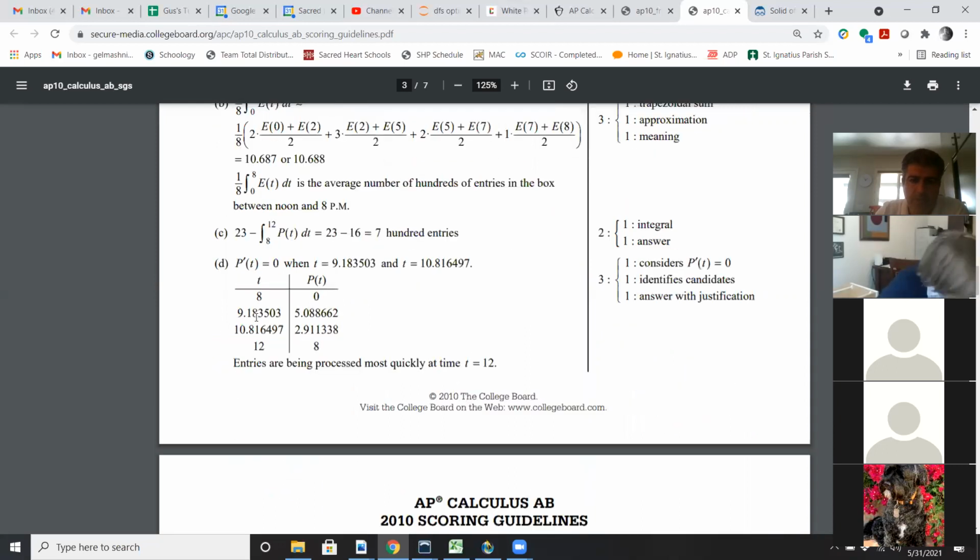And then, right, you do have to find the critical points. With the derivative equal to 0, just graph in the calculator and find the x-intercepts, which are 9.18 and 10.82. And then plug it back into P of t, and you'll find that it is definitely being processed most quickly at the right endpoint, or at 12.